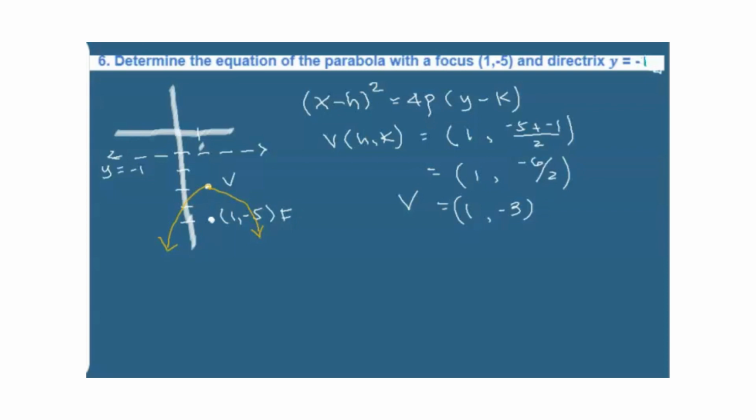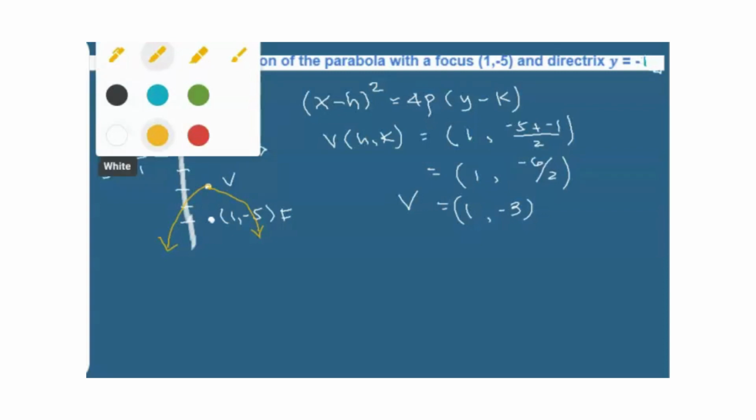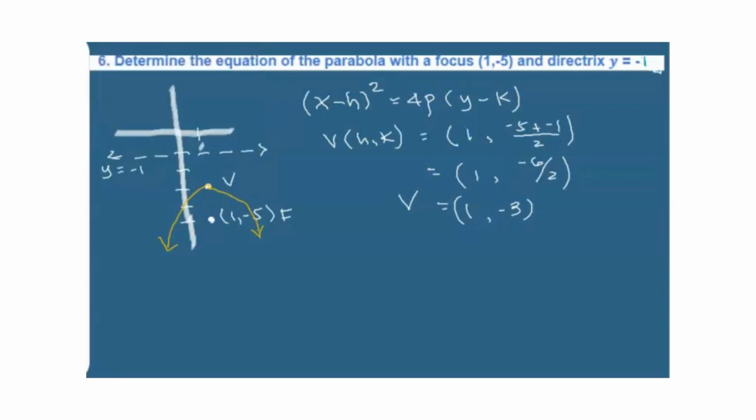So from our graph, we'll be able to identify also our P. So our P is the distance between the vertex and the focus. So from here, our P is -2. It's negative because the parabola is opening downwards.